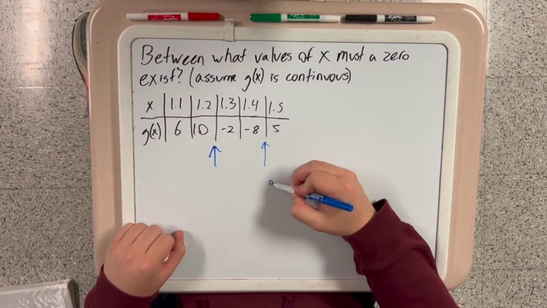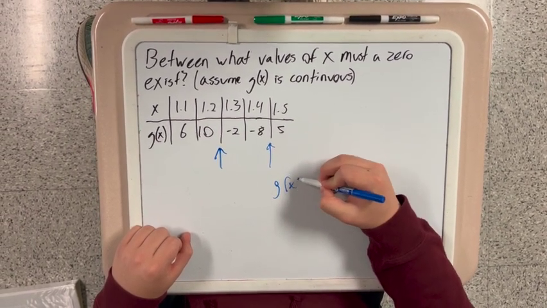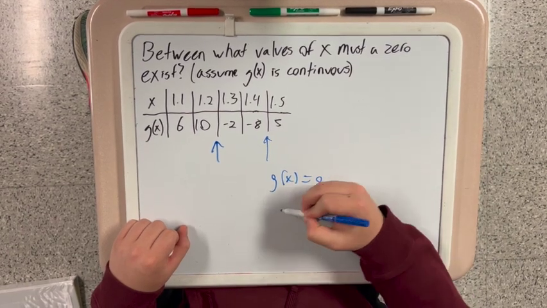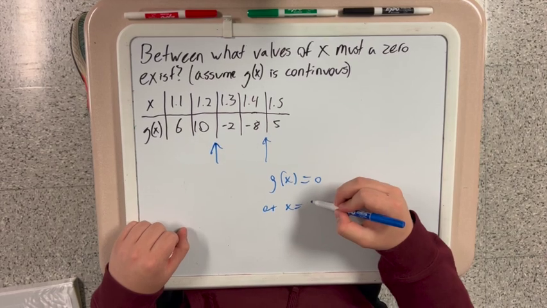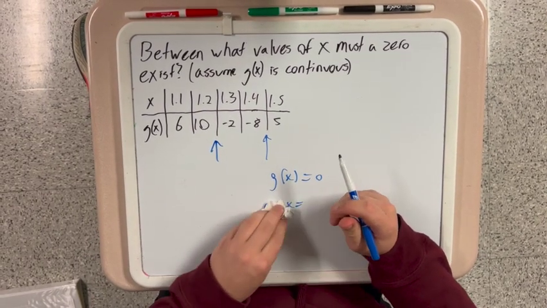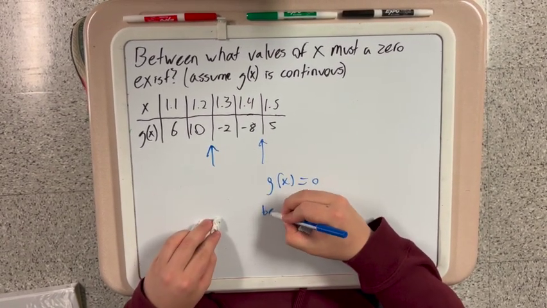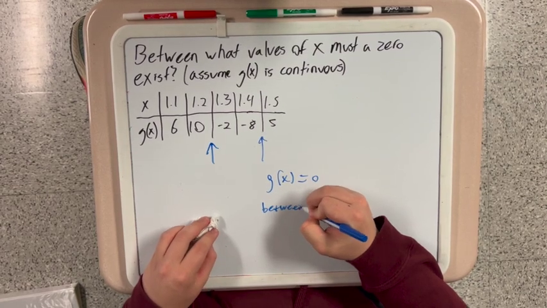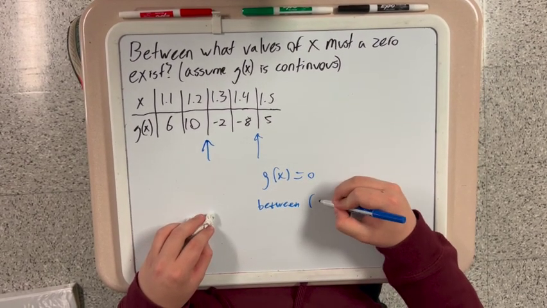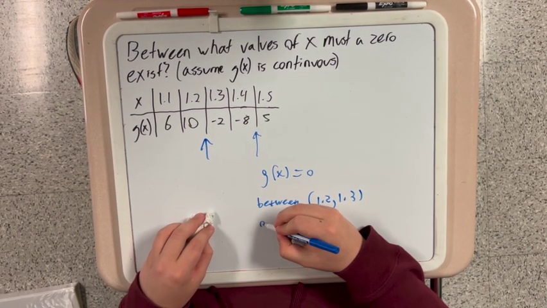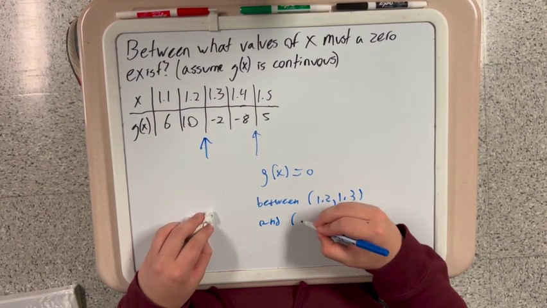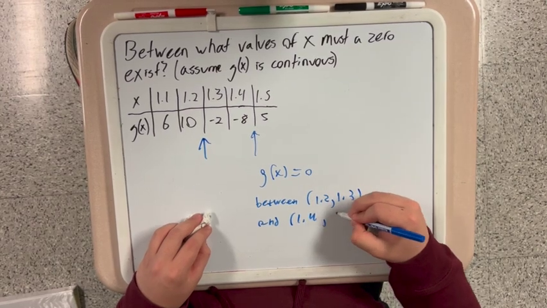So when you have this, for your final answer, you're going to say g of x equals 0, not at x equals, but between 1.2 to 1.3 and 1.4 to 1.5.